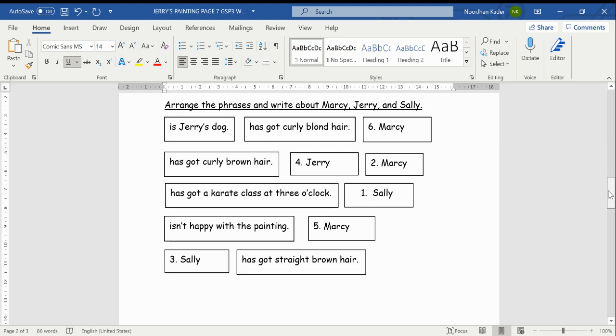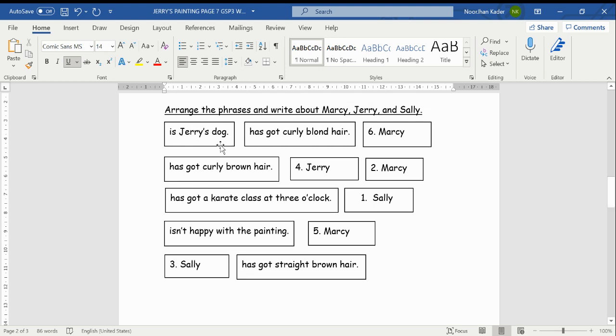So how many boxes can you see here? 1, 2, 3, 4, 5, 6, 7, 8, 9, 10, 11, 12. So we have got 12 boxes. And if you see here on the screen, you can see that some of the boxes contain words or names.